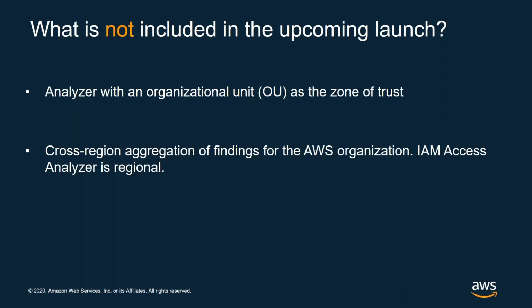Also, Access Analyzer would still be a regional feature. So even though you're creating an analyzer for your organization, it does not automatically aggregate findings across all regions in the organization. It is still regional, so you will have to create an org level analyzer in each of your regions where you have resources within that org.